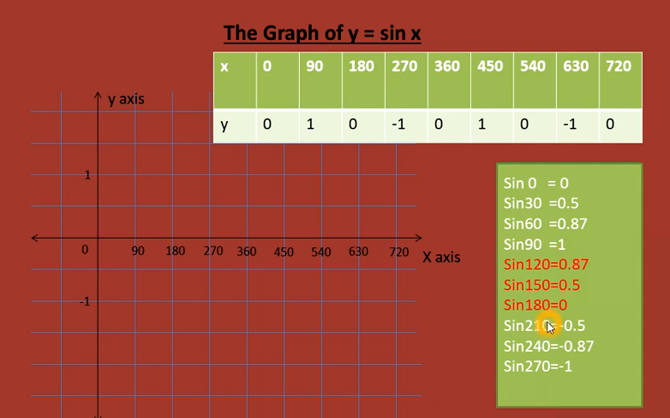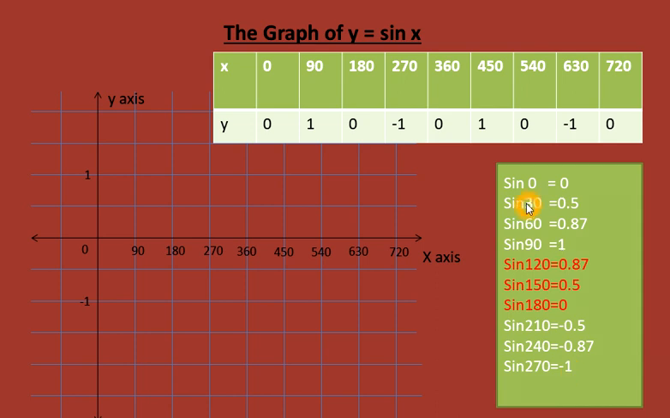The next one is 210. Then it is decreasing again, to a negative value. Then at 270 you will get negative 1. The same way you can find the other values. What is sin 300? What is sin 330? What is sin 360? Then you will get a clear picture of that graph.